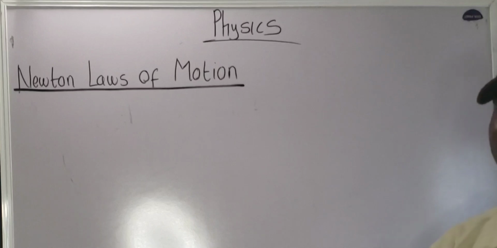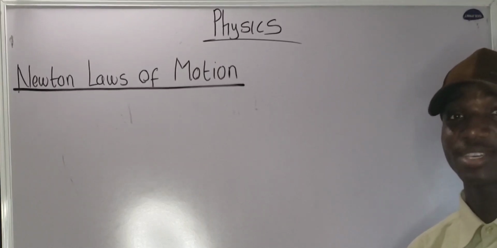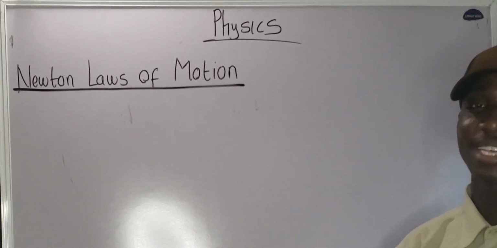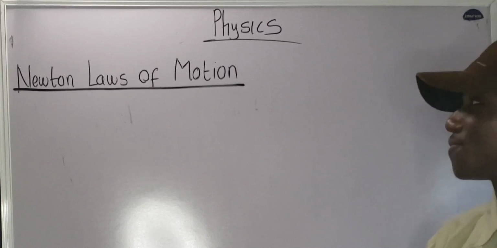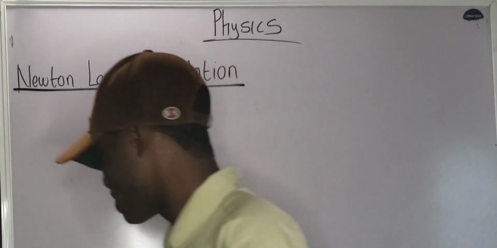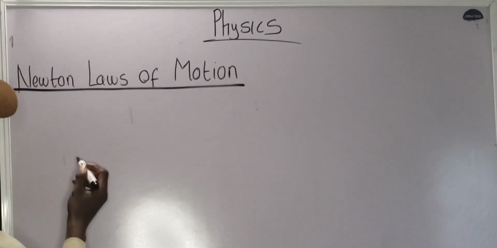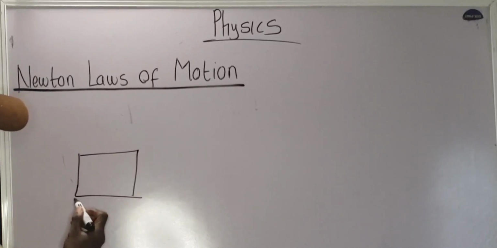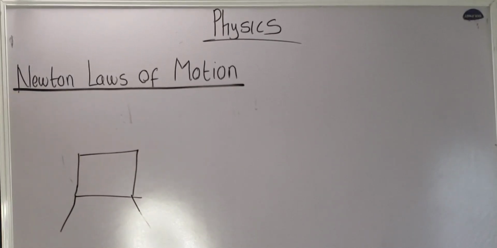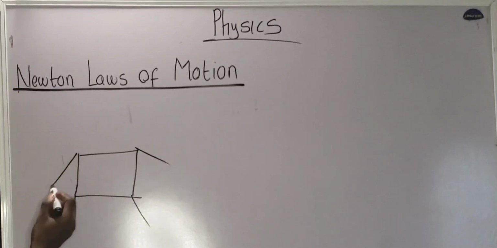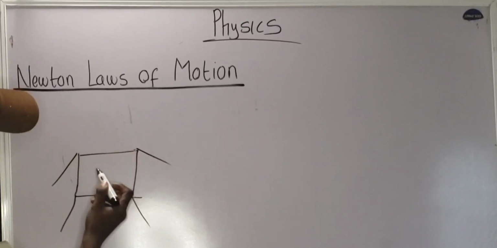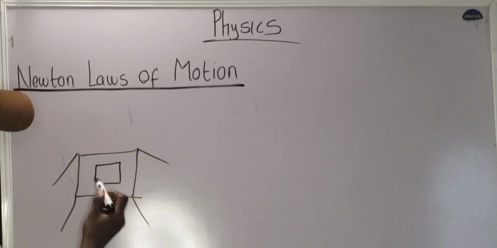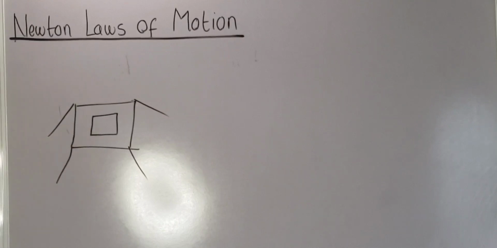The first part is that an object at rest will remain at rest unless acted upon by a force. Let me explain that. Please, I want you to pay attention. Let's say I have a table here. This is a table. I have a box on this table. You understand? This box will not move unless it is acted upon by a force.